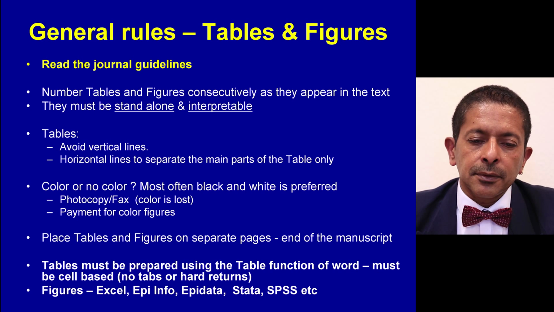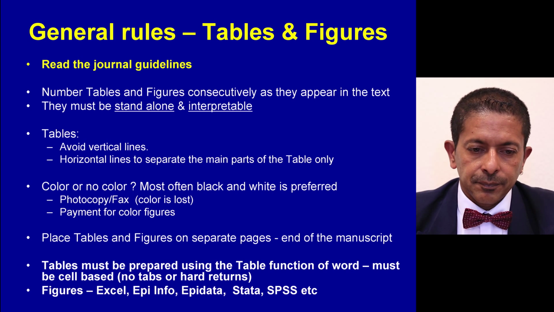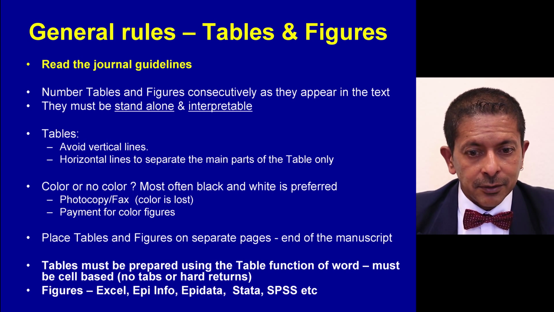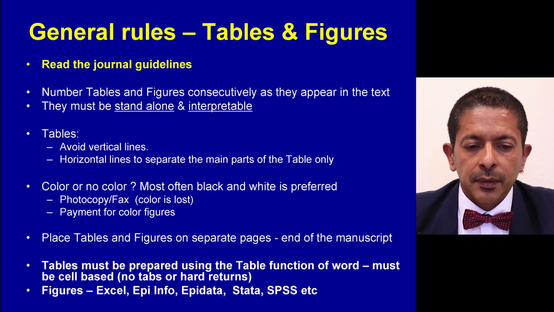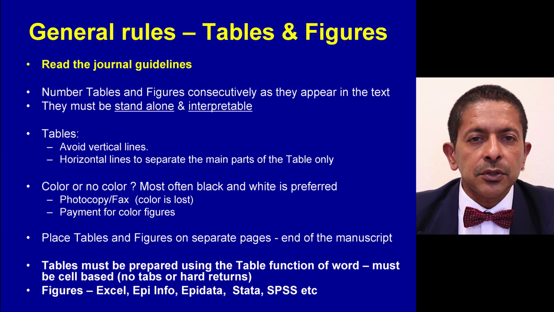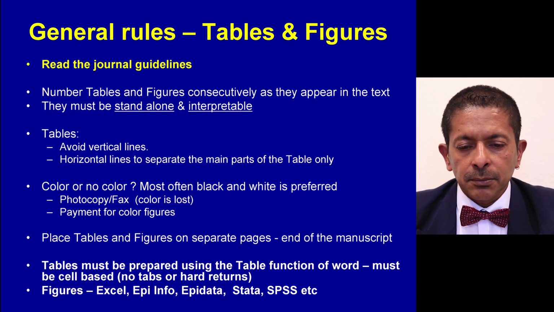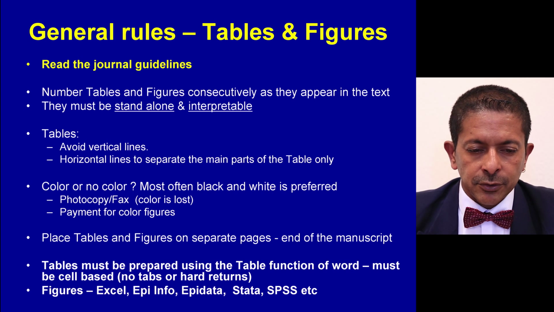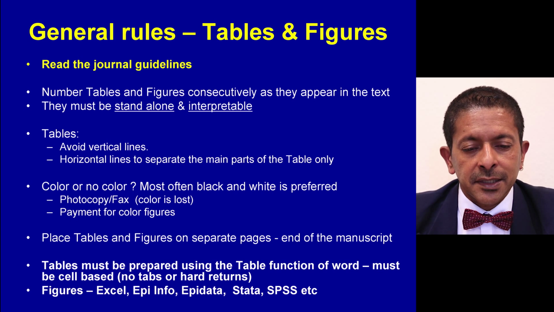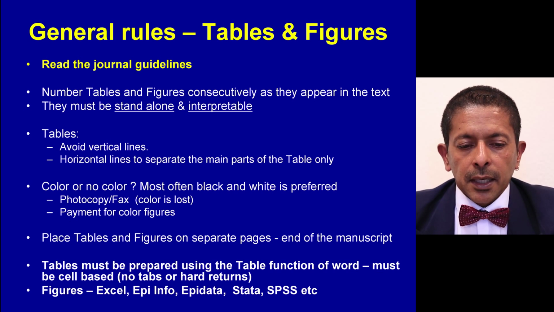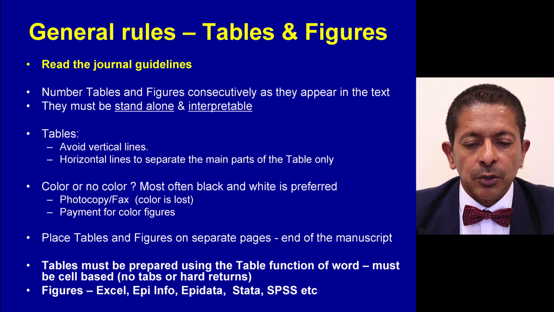So those are some examples, but let me summarize the general rules about tables and figures. First, read the journal guidelines, because they have specific instructions on how your tables and figures should be done. You need to number the tables and figures consecutively as they appear in the text. So table 1, then table 2, then table 3, figure 1, figure 2, figure 3, and so on. They must be standalone and interpretable, and I've given you examples of exactly how this should be done.